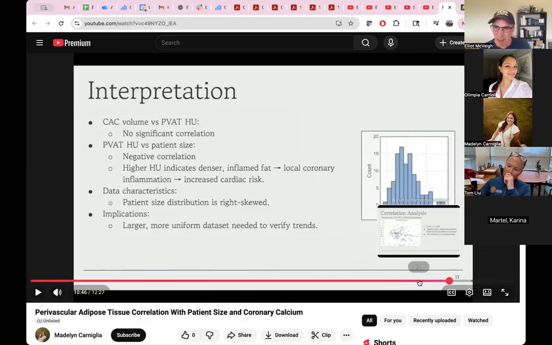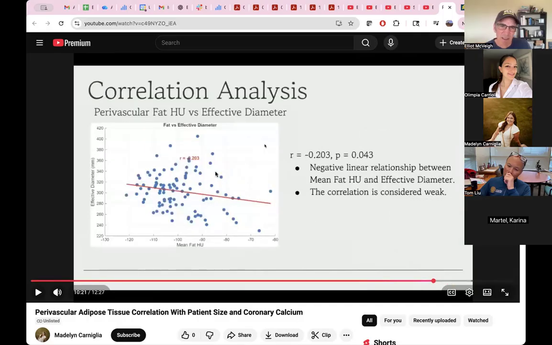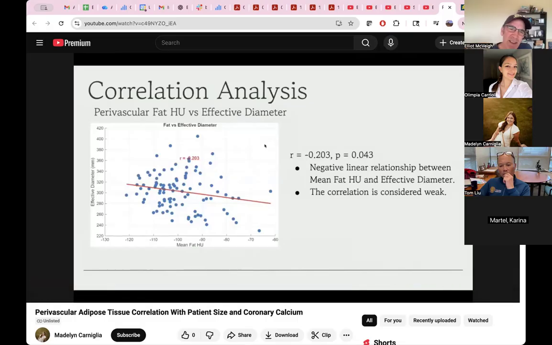Okay. And is there a hypothesis for why this could be true just the way it is? We thought that maybe CT imaging might have a more difficult time with larger patients, and that could have contributed to the data we found. I think that's kind of what we speculated.